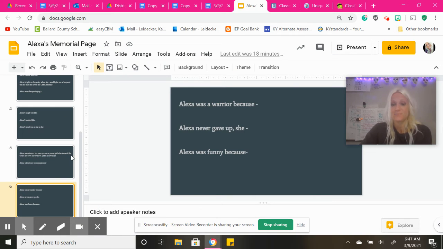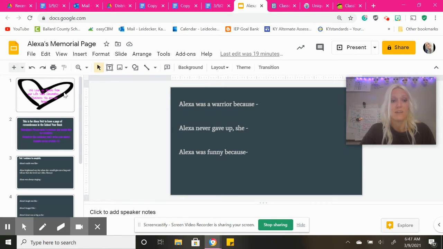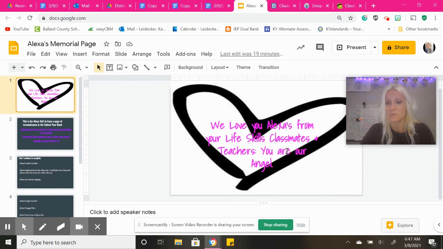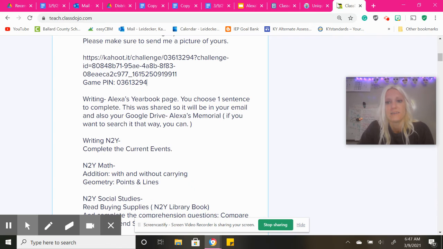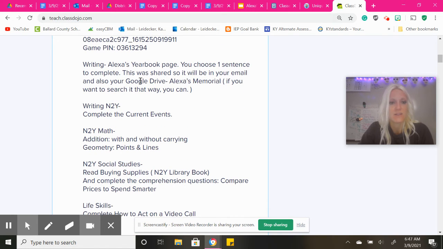So my idea was then, since they made those shirts with the heart made for her or for us in remembrance of her, I thought we could make a heart, or like I would create a heart and put all your guys' sentences inside that heart, and that would be from her classmates and her teachers, Miss Ashley and I and Miss Sherry. So again, do your best with this. I would really like this done this week so we can get this into the yearbook and get it started on Alexa's memorial page for her from us. So that completes then the writing.